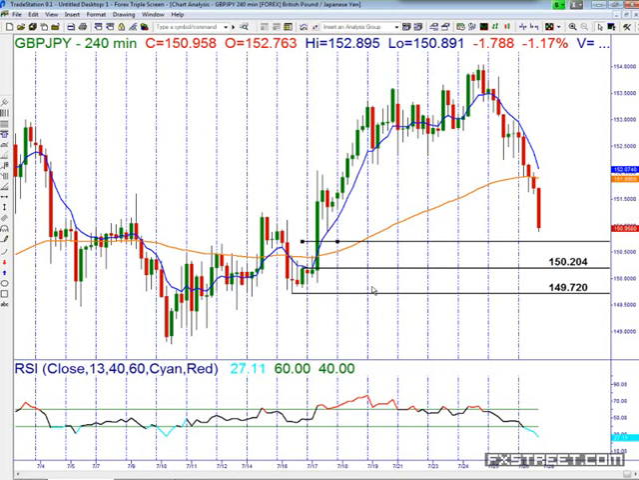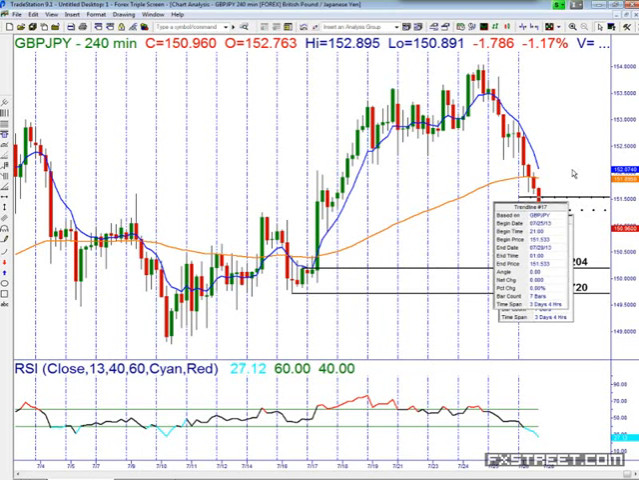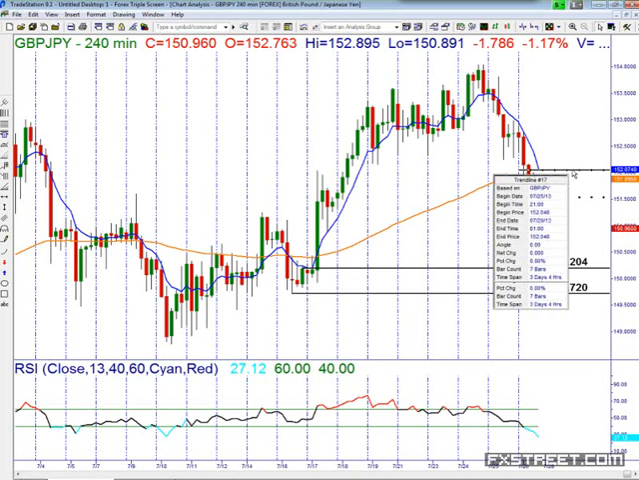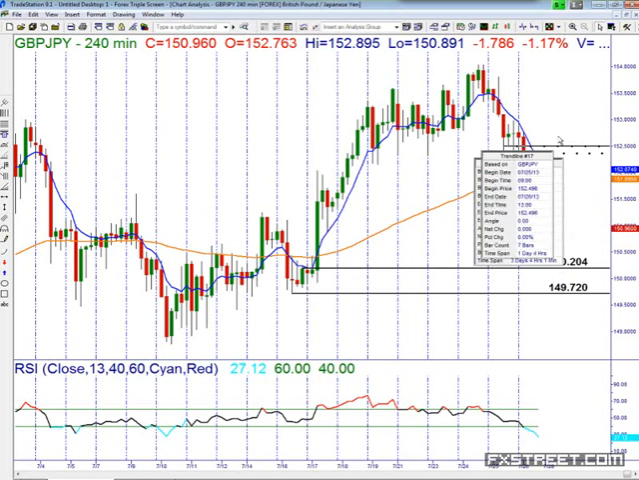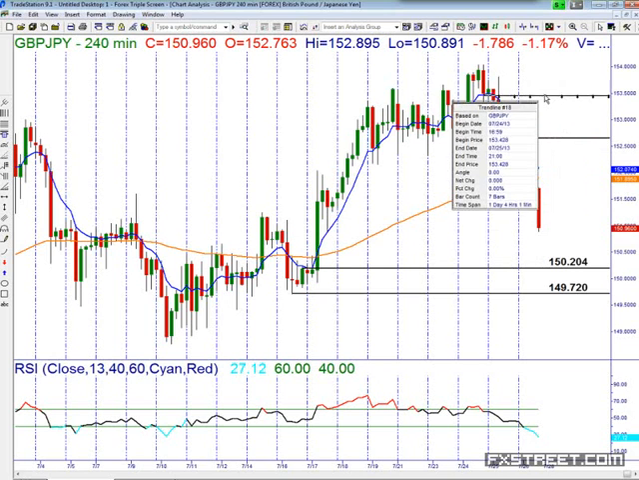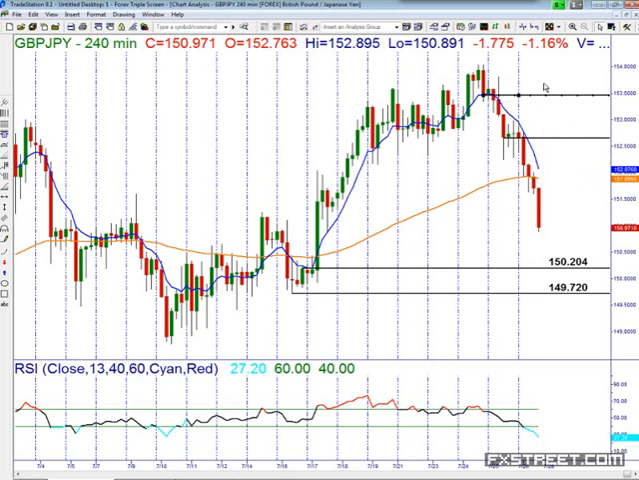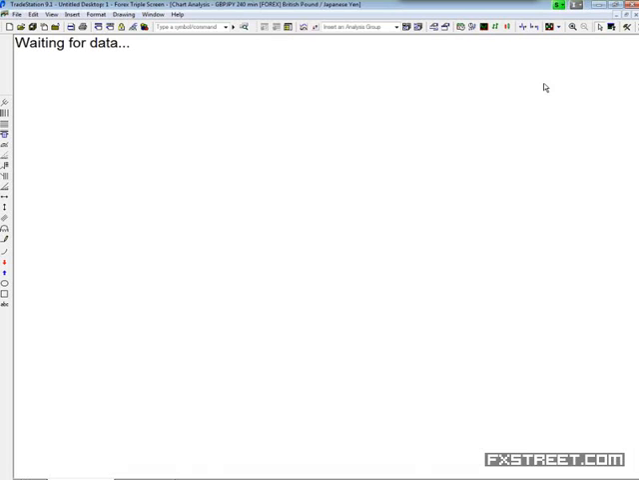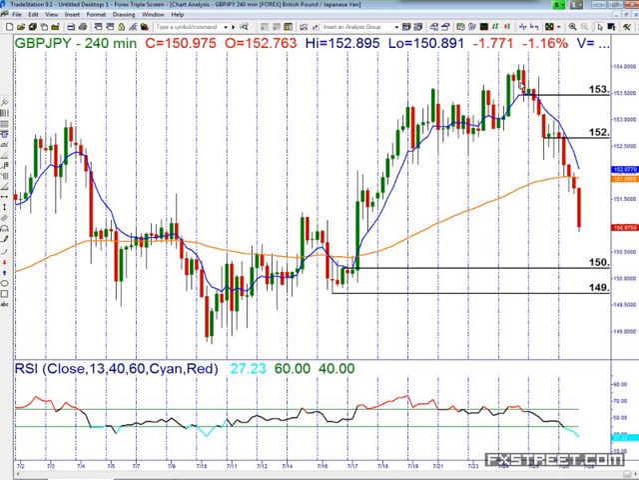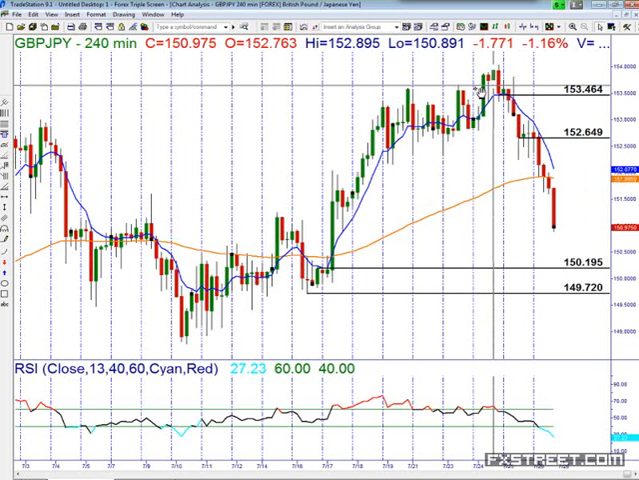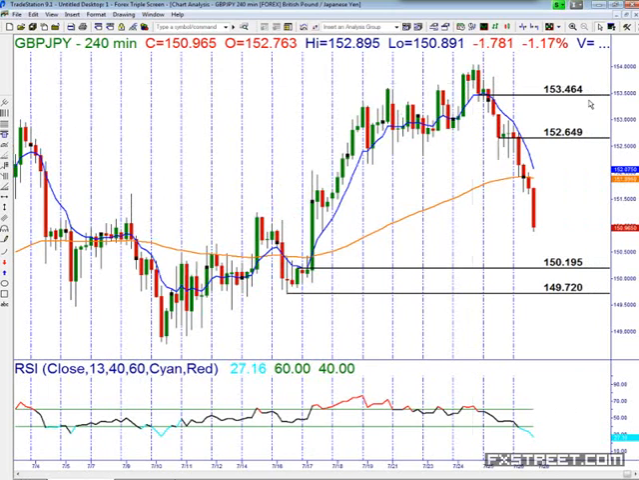My first target in this case would be my first area of supply. The one that jumps out at me is right here. Base drop, that's going to be about 152.66. And then right above that, we also have another area of supply. I would take that as my second target, just under 153.50. So what is that? 153.46. So that's the area that I'm looking at right there.